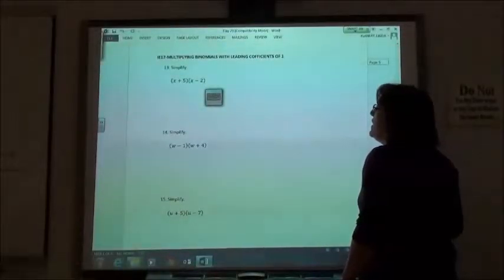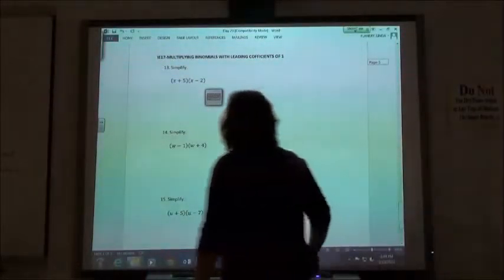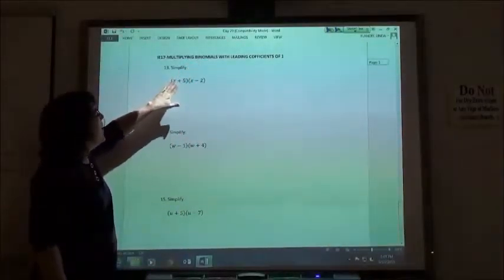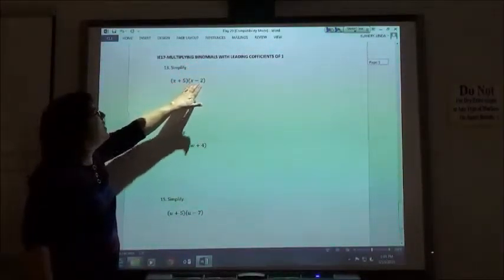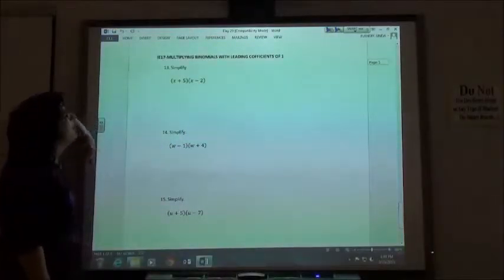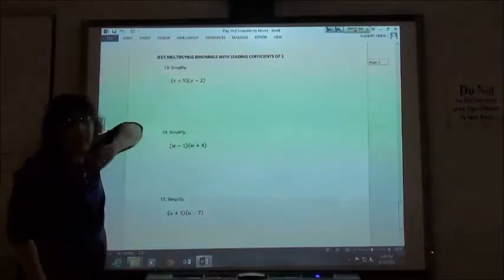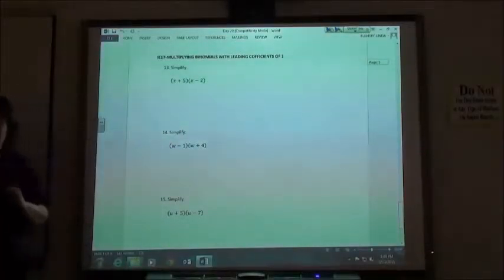Problems 13, 14, and 15 say multiplying binomials with leading coefficients of 1. Binomials just mean you have two terms. X plus 5 is a binomial, x minus 2 is another binomial. It says the leading coefficients are 1 because you just have a 1x and a 1x. You don't have any 2's or 3's in there yet.